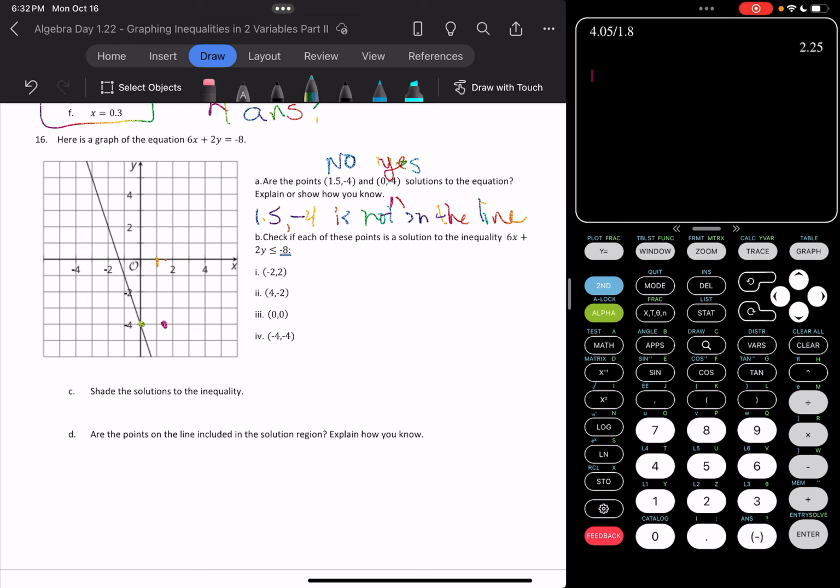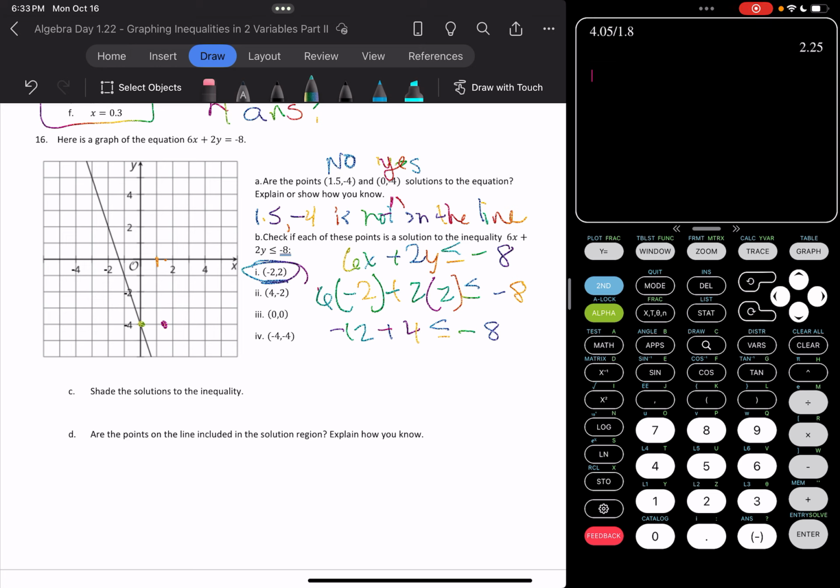B says check if each of these points is a solution to the inequality 6x plus 2y is less than or equal to negative 8. So 6x plus 2y is less than or equal to negative 8. So we're plugging these numbers in and seeing if they are solutions. So as an example, 6 times negative 2 plus 2 times 2 is less than or equal to negative 8. We get negative 12 plus 4 is less than or equal to negative 8. Negative 12 plus 4 is negative 8, so that is equal to, so that is a solution.